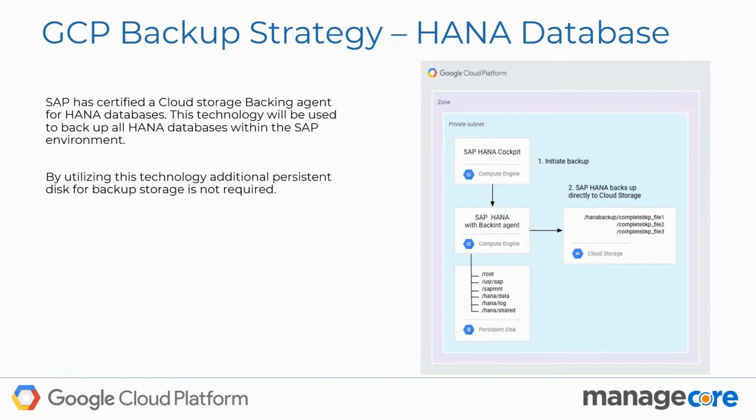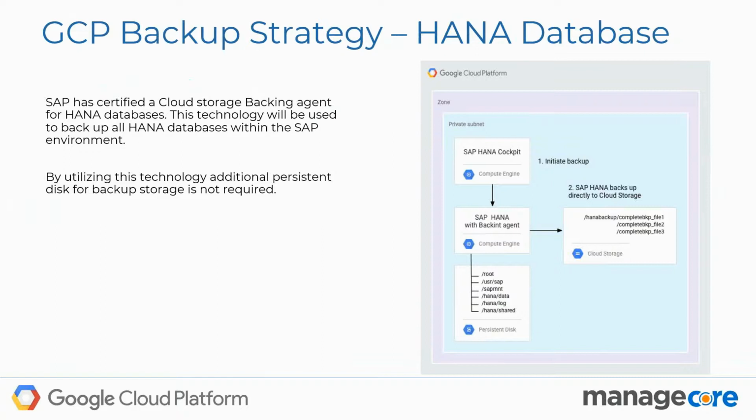So in GCP, you can actually do it both ways. The first method is to take a backup to persistent disk, and then at a scheduled interval, you can move those backups to Cloud Storage and then purge that persistent disk and start over again.